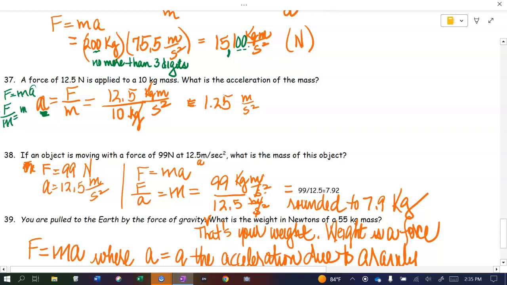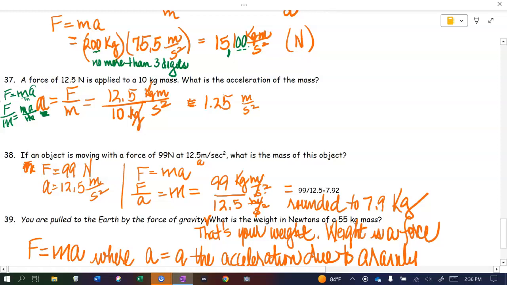Then I get ma divided by m, and this cancels. That's how you rearrange an algebra equation. So I wanted to get acceleration on one side all by itself. To do that, I have to get rid of m. So I actually divide through by m first on both sides. All right? So 12.5 divided by 10 kilograms.